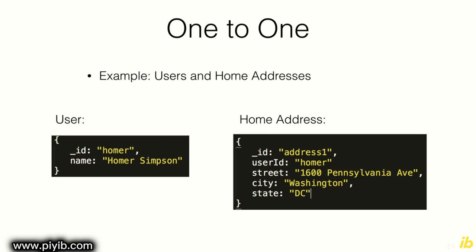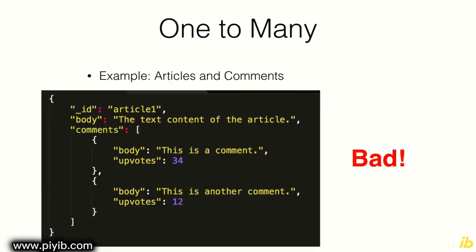If I, for example, was looking at this user and I want to find his address, I would do db.addresses.find where user ID is equal to Homer. So that's pretty straightforward, and you don't need to overthink one-to-one relationships. One-to-many relationships can become a little more complicated. Say you have a newspaper website where you have articles and comments.